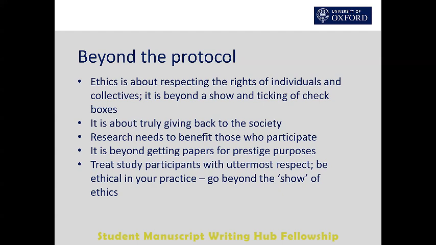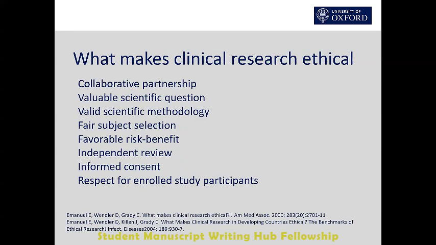And it's about more than paper and pen. And in doing that and generating results, you must treat the participants with ultimate respect. So what we are saying is that you must be ethical in your practice. Don't get approval for informed consent and then go to the field and not do informed consenting. Don't. It's not about a show. It's about you acquiring ethical behaviors.